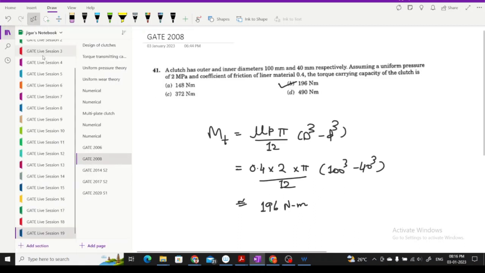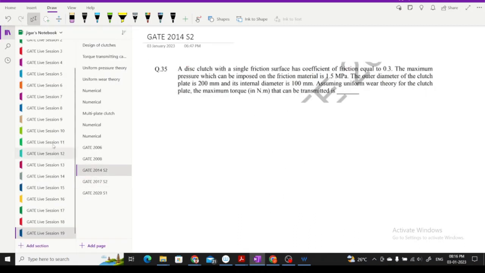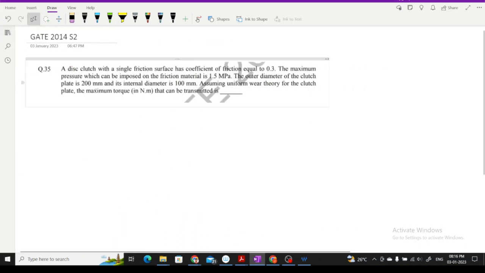Okay. So the next is a disc clutch with a single friction surface, has coefficient of friction equal to 0.3. The maximum pressure which can be imposed on the friction material is 1.5 megapascal. Outer diameter of the clutch plate is 200 mm and its internal diameter is 100 mm. Assuming uniform wear theory for the clutch plate, the maximum torque that can be transmitted is, so you can calculate this also, right?